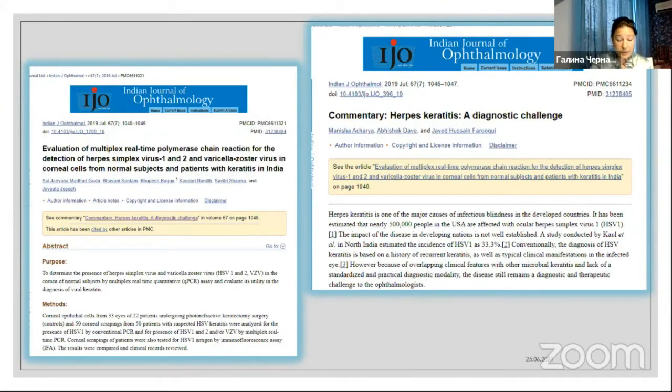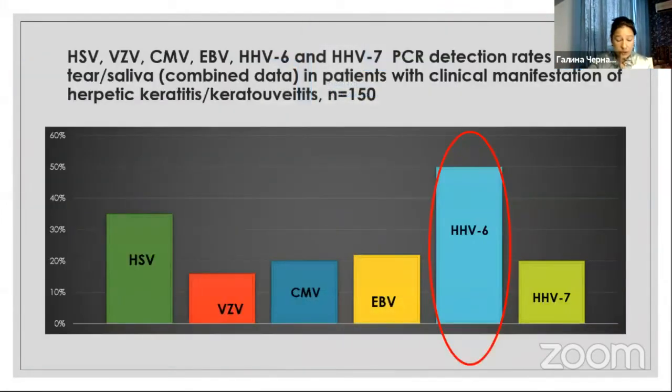But what in fact has turned me, being an ophthalmologist, towards human herpes virus 6? My own research results. As you can guess from these graphics, it reflects 6 herpes virus detection rates in tear and saliva in herpetic keratitis of long-lasting protracted course. As you may see, human herpes virus 6 has the highest rate in this condition in tear and saliva.